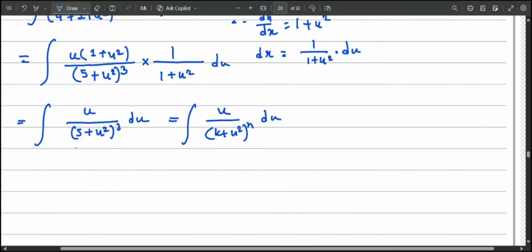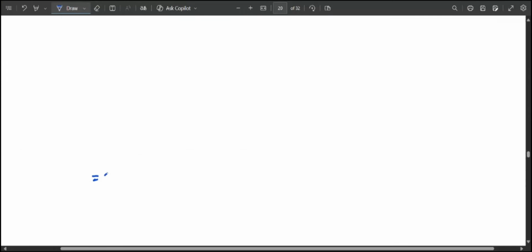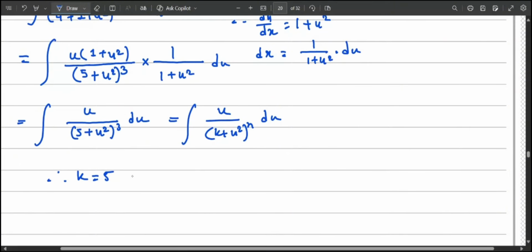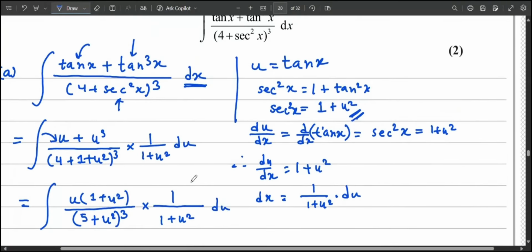Now we can compare these two expressions and we can write that k is equal to 5 and n is equal to 3. n is the power on the expression in our denominator. n is the power on k plus u square, and here the power on 5 plus u square is 3. So n is equal to 3. So this is our answer for part A.